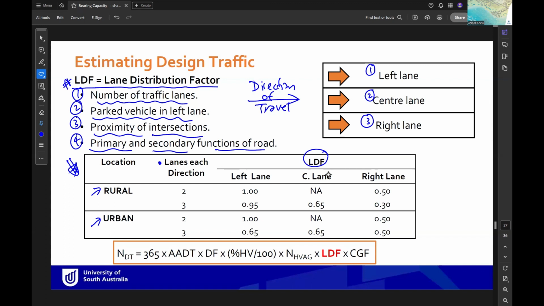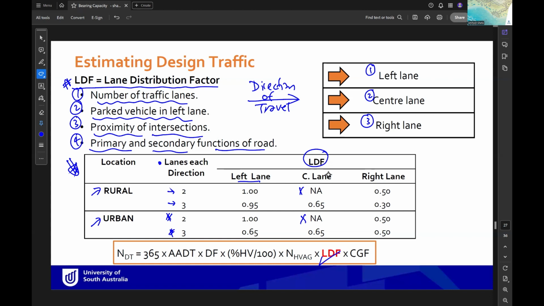this is the number of lanes per direction. So you can have two lanes or three lanes. The LDF factor for the left lane will be 1 for two-lane rural routes and 0.95 for three-lane routes. For the center lane, it is not applicable for two lanes, and the factor will be 0.65. For the right lane, 0.5, and 0.3 if it is three lanes. For urban roads, for two lanes per direction, LDF is 1 for the left lane, LDF for the right lane is 0.5 and center lane is not applicable. For three-lane routes, the LDF for the left lane will be 0.65, and for the center lane as well 0.65. For the right lane it will be 0.5.